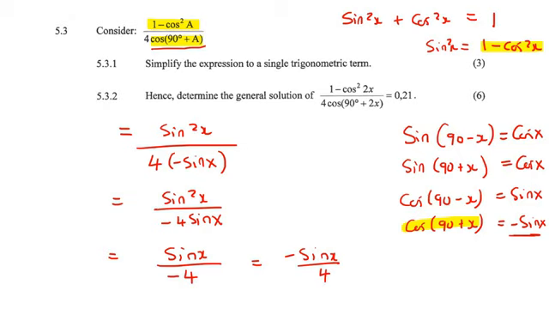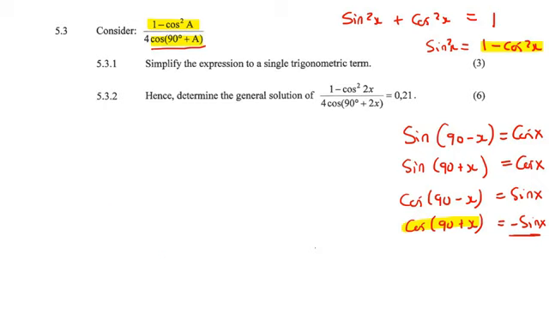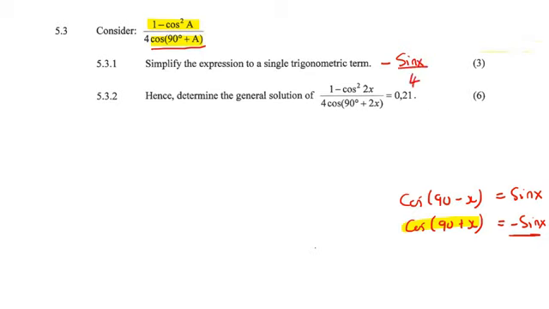Okay, so let's just write down our answer here. We said negative sin x over 4. The next question says, hence, determine the general solution of this. Okay, so what you guys need to do is try to see the pattern between this one and that one. So let's have a look at those carefully.